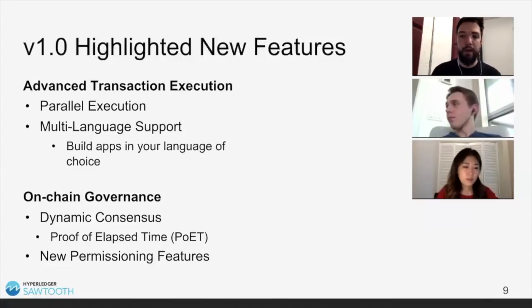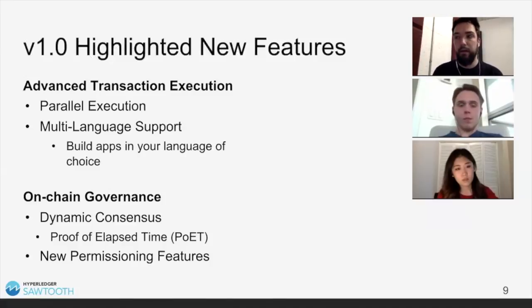So POET is one of the options available. There's also a POET simulator. There's a dev mode consensus. We're looking at adding a couple of others like Raft, PBFT. So if you wanted to switch to one of those down the road, or if POET got upgraded or something like that, you wouldn't have to redeploy your network. You just change the setting and off you go.